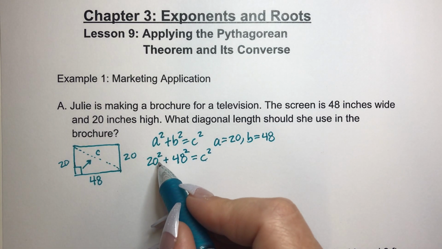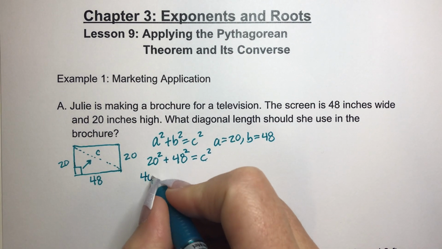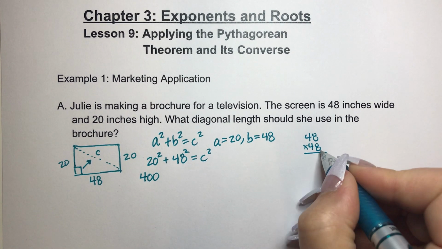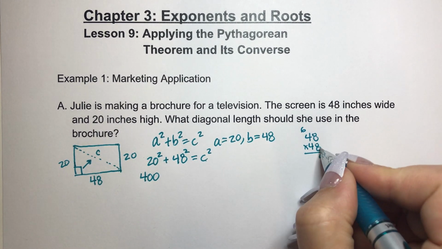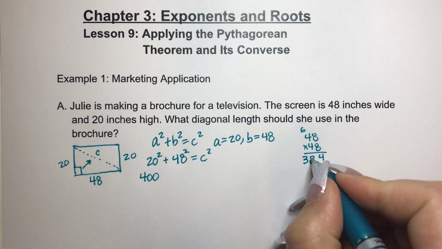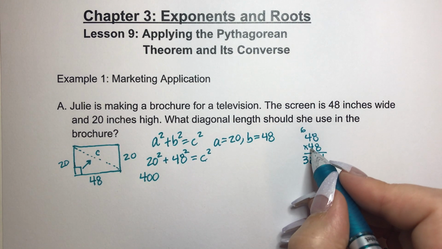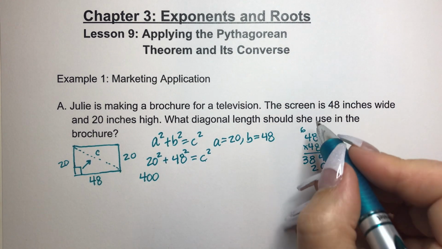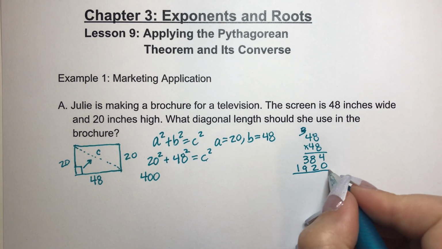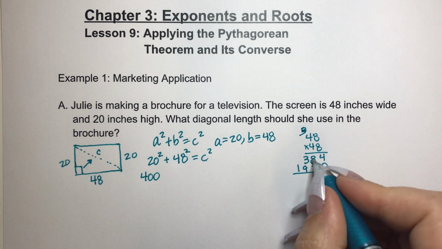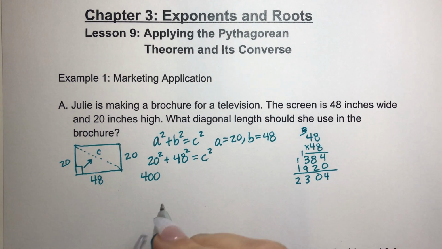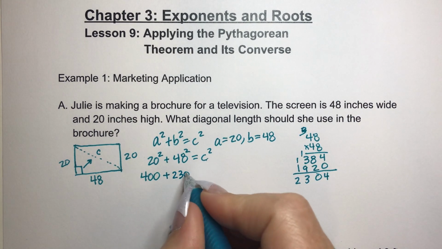So 20 squared, 20 times 20, is the same thing as 400. Now I don't know what 48 squared is, so I'm going to have to determine that over here. 8 times 8 is 64, write the 4, carry the 6. 8 times 4 is 32, plus 6 would be 38. Then we go here, so we put it in the tens spot. 4 times 8 is 32, write the 2, carry the 3. 4 times 4 is 16 plus 3 is 19. And then we add, and we get 2,304.